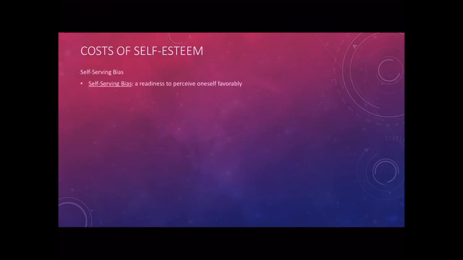Okay, and then self-serving bias. I want you to write down that everybody has a self-serving bias. Every single person has a self-serving bias. And that's just a readiness to perceive yourself favorably, especially when you compare your behavior to someone else's behavior and you realize that you're making different attributions, right? So if you're late to class, your self-serving bias is going to say something like, well, I had so much homework that these teachers gave me that I had to stay up so late that of course I didn't wake up in the morning. It's not my fault, it's theirs, right?